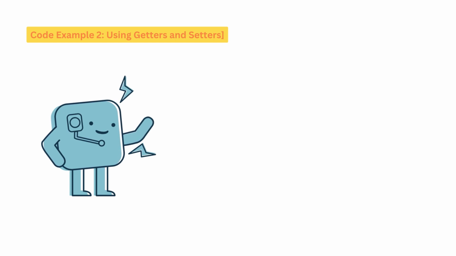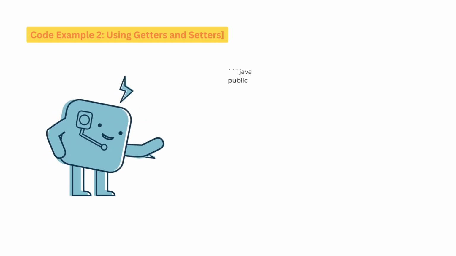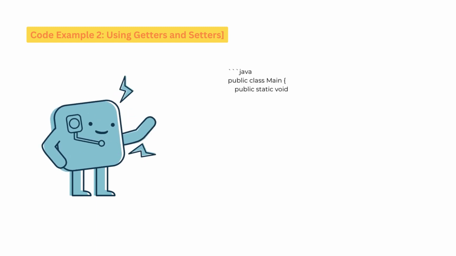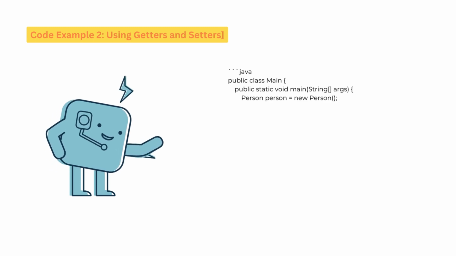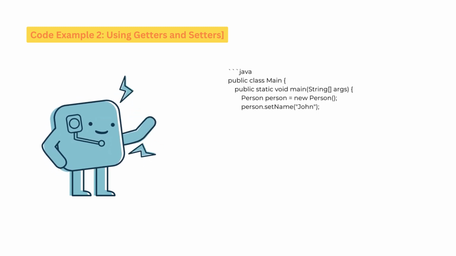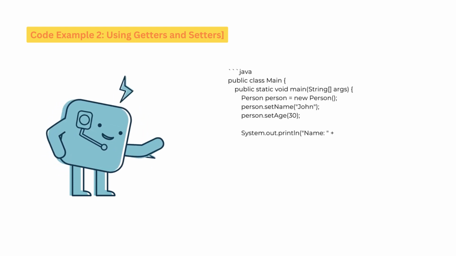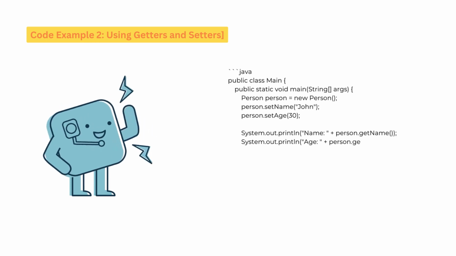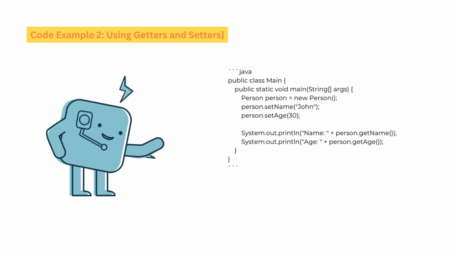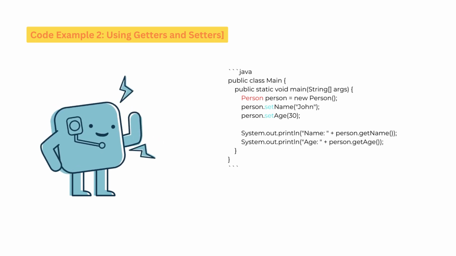Let's see how we can use getters and setters to access and modify the private fields. Java: public class Main { public static void main(String[] args) { Person person = new Person(); person.setName("John"); person.setAge(30); System.out.println("Name: " + person.getName()); System.out.println("Age: " + person.getAge()); In this example, we create an instance of the Person class and use setters to set the name and age. Then, we use getters to retrieve and print the values of these fields.